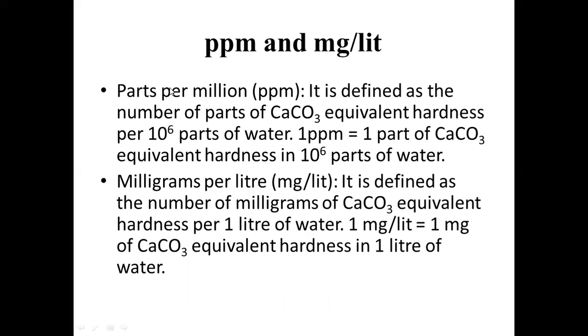Now we can see here ppm. Ppm is defined as the number of parts of CaCO3 equivalent hardness per 10 power 6 parts of water. So 1 ppm is nothing but 1 part of CaCO3 equivalent hardness in 10 power 6 parts of water. Now milligram per liter. What is milligram per liter? It is defined as the number of milligrams of CaCO3 equivalent hardness present per 1 liter of water.